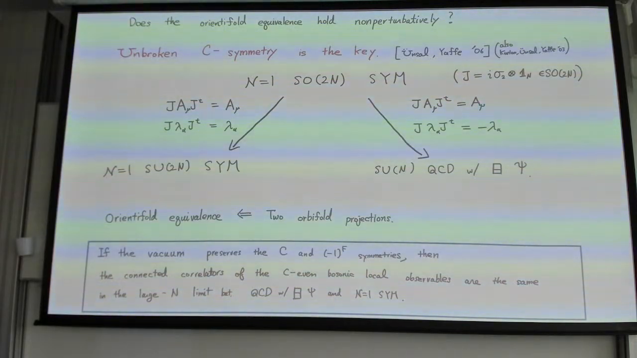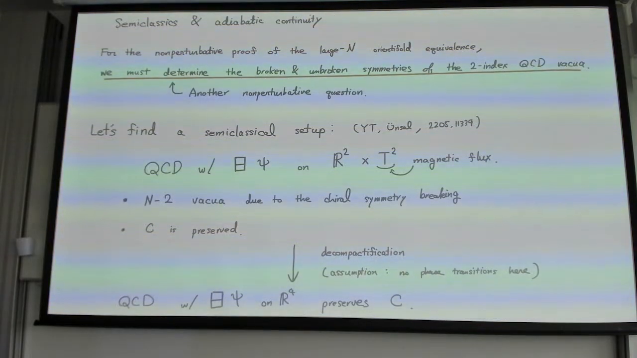So this is the statement of the large N orbifold or orientifold equivalence. And the key assumption is that the vacuum should preserve charge conjugation and fermion parity symmetry. But in the fermion parity case, if we assume that the vacuum is Lorentz invariant, fermion parity cannot be spontaneously broken. So as long as we assume that these theories have a Lorentz invariant vacuum, fermion parity is unbroken. So the key question is whether charge conjugation symmetry is broken or unbroken. This is the question we want to understand.